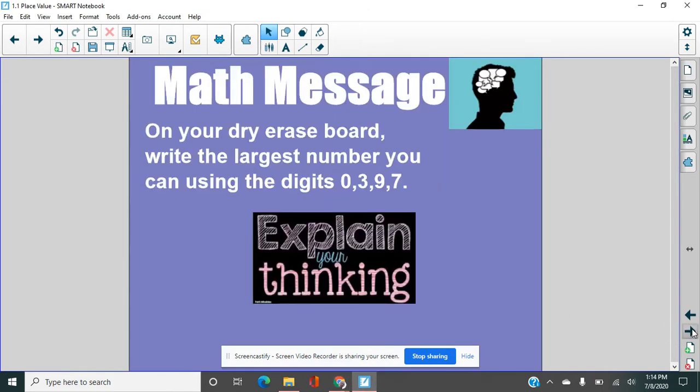We're going to start with some place value things. So on your dry erase board or a piece of paper, I want you to grab that. I want you to write the largest number you can using those four digits 0, 3, 9, and 7, right? And be ready to kind of think about and explain what you were thinking on that. So take a moment and write the largest number you can.